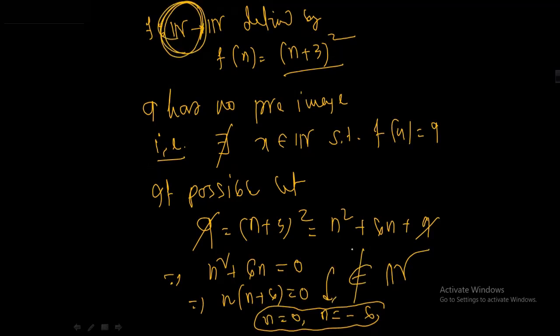The pre-images must belong to the domain. That means if you choose 9 from the codomain, there does not exist any natural number such that the image of that natural number will be 9 under this function f. Because we see 9 is the image of 0 and minus 6 under this function, but both of 0 and minus 6 do not belong to the domain. Both of them are not natural numbers. So we can say that 9 has no pre-image in the set of natural numbers under this function. Hence, this function f is not onto.